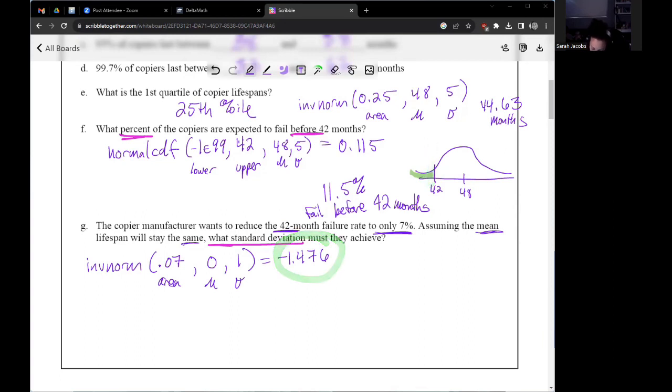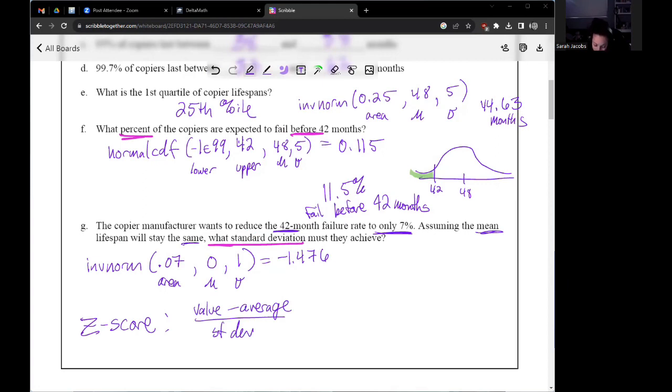What this tells us is the z-score, the point on the curve that corresponds to 7% to the left, is 1.476 standard deviations below the mean. Luckily, we have a value that we can use to calculate the number of standard deviations below the mean, and that is our z-score. So the z-score formula is value minus average, or minus mean, over the standard deviation.